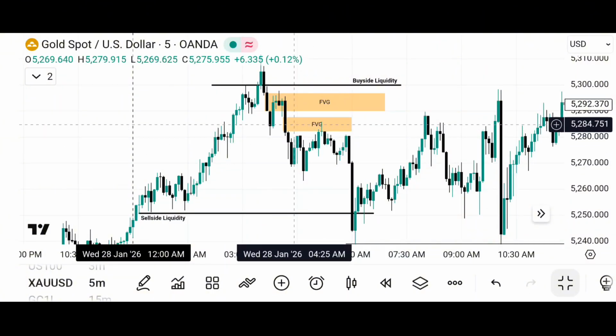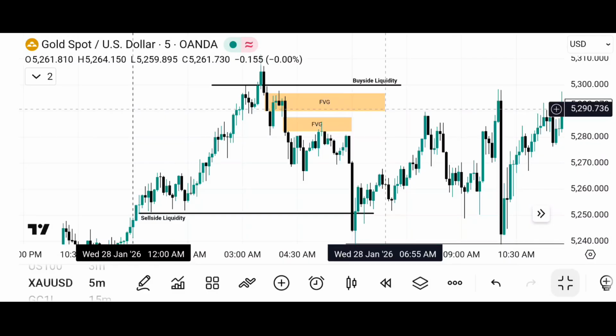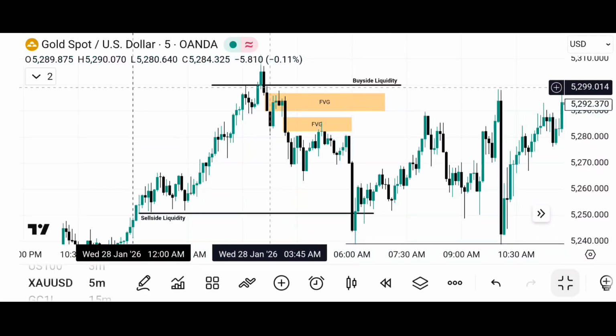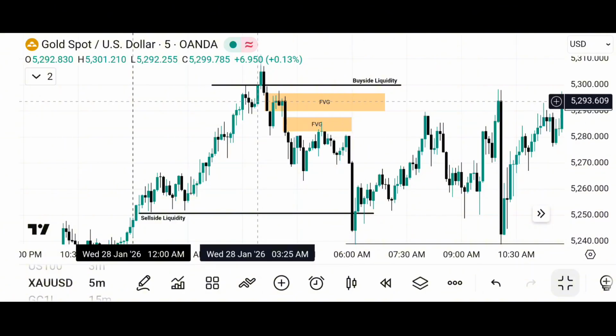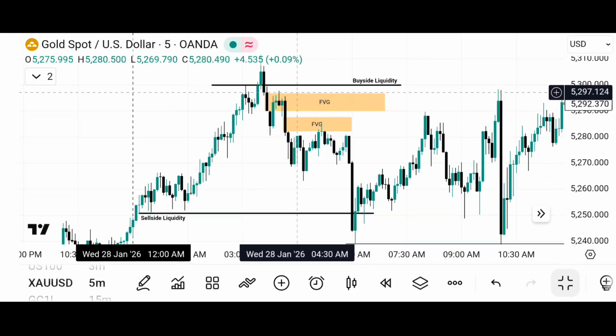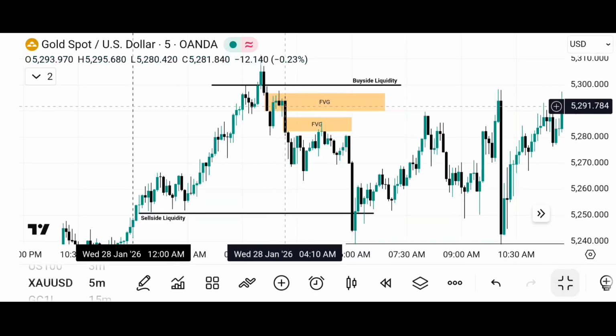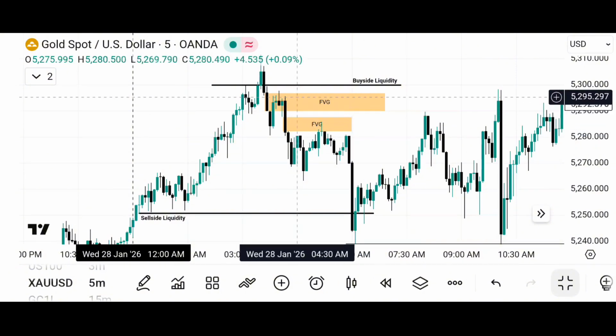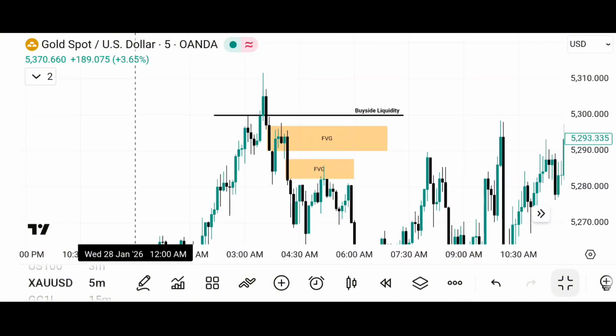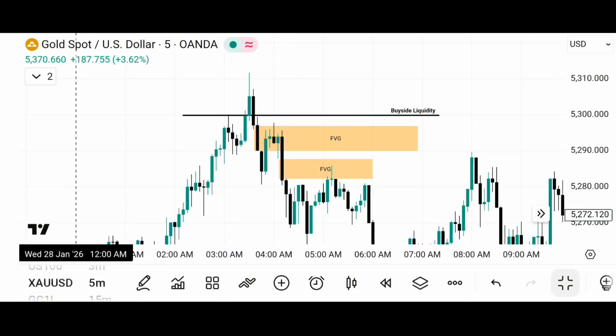Maybe those who are familiar with ICT concepts have seen some of them, but there are so many, and there might be some that I won't even point out, or might not even take note of as well. But for those that are new, I guess all they see might be just these fair value gaps. So here's one. This is actually an order block.